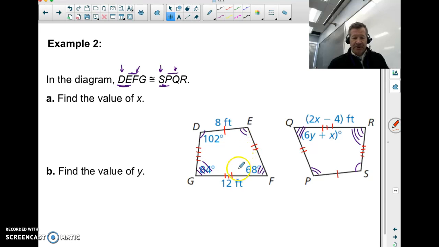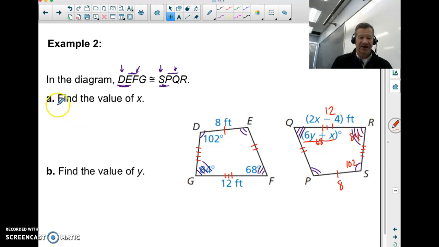So marking things in, if, for example, D is 102, well then so is S. E is unknown, and so is P. We don't know those yet. F is 68, so is Q. Aha, so this angle here, 6y plus x, has to be 68. What else? G is the same as R. That's 84. So these are each 84 degrees. If DE is 8, then SP is also 8. If GF is 12, then this is actually also 12.